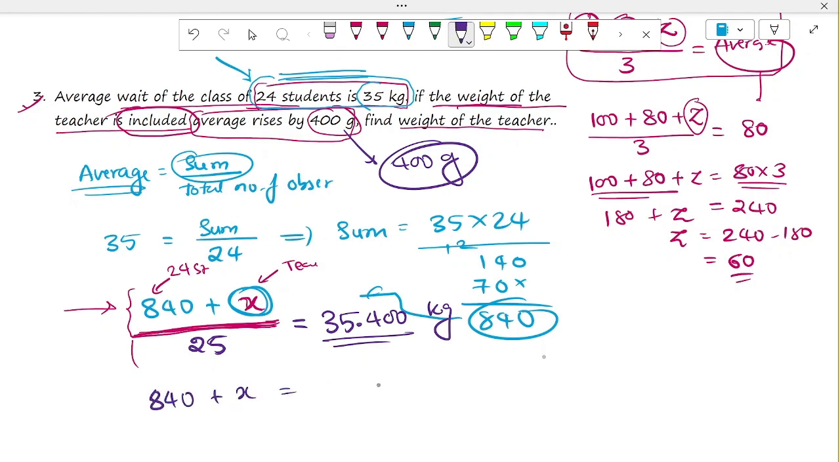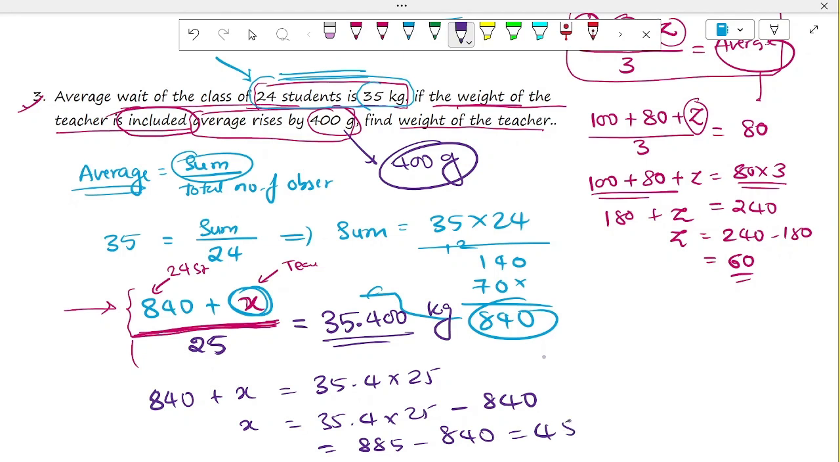840 plus x is equal to 35.4 into 25, and so x is equal to 35.4 into 25 minus 840. So we'll just try to see what is the answer of this one. 35.4 into 25 becomes 885, minus 840. This will be equal to how much? 45.